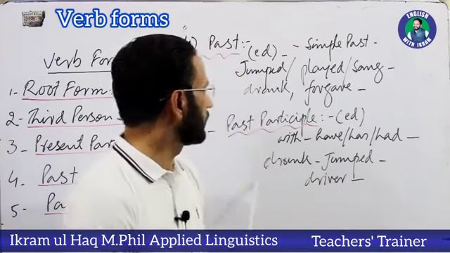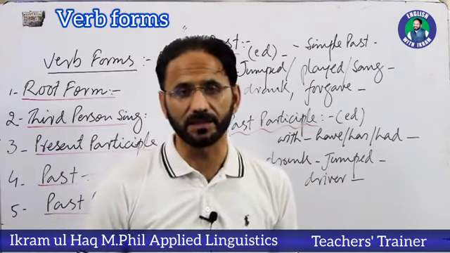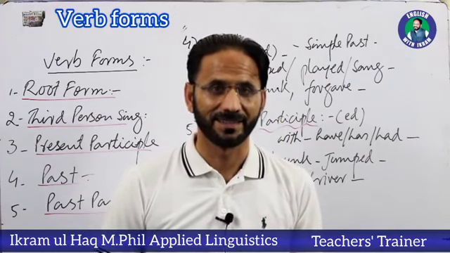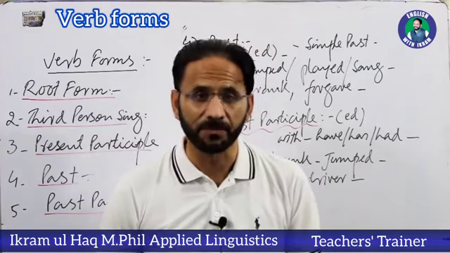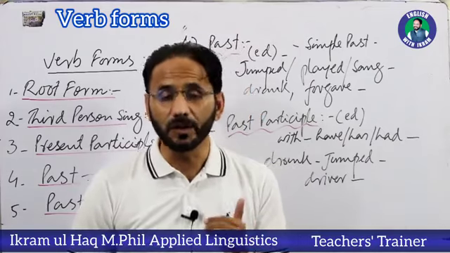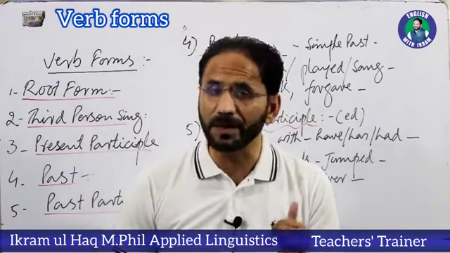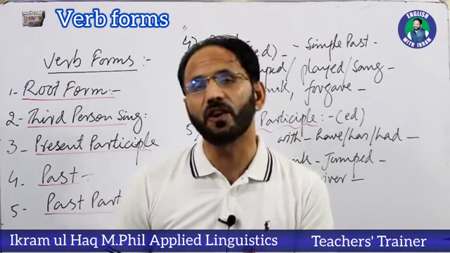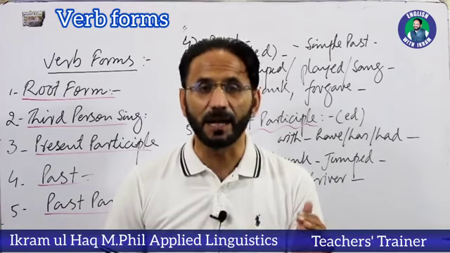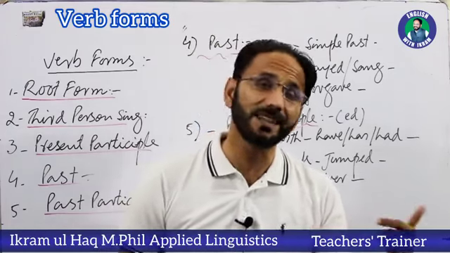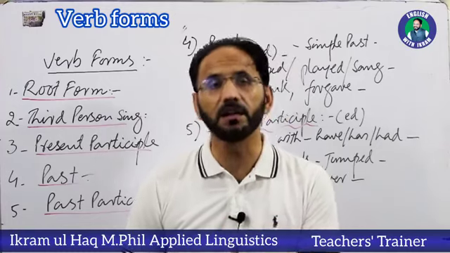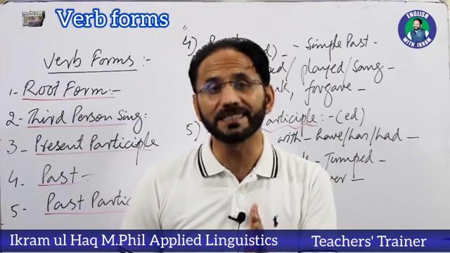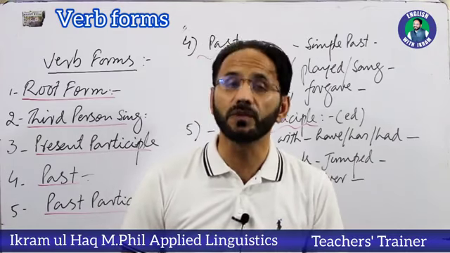Then the last form of the verb is past participle. Normally, traditionally, we call it 3rd form of the verb: 1st form, 2nd form, and 3rd form. This is again in regular verbs, we make this past participle form of the verb by adding ed. For example, base form is jump, past is jumped, and past participle is again jumped. We make both past and past participle by adding just ed in case of regular verbs.